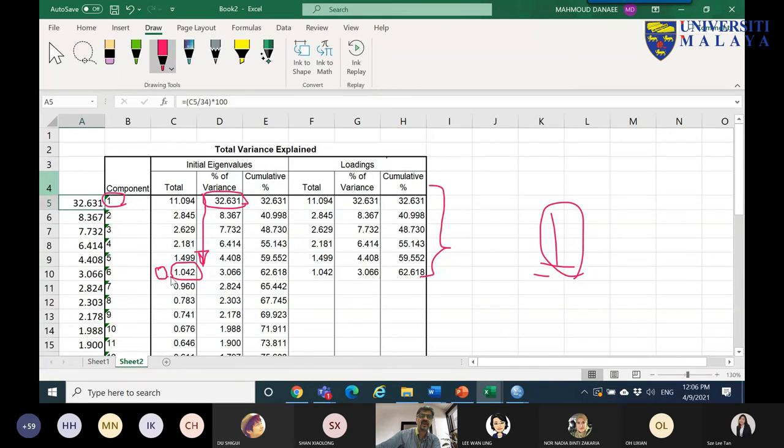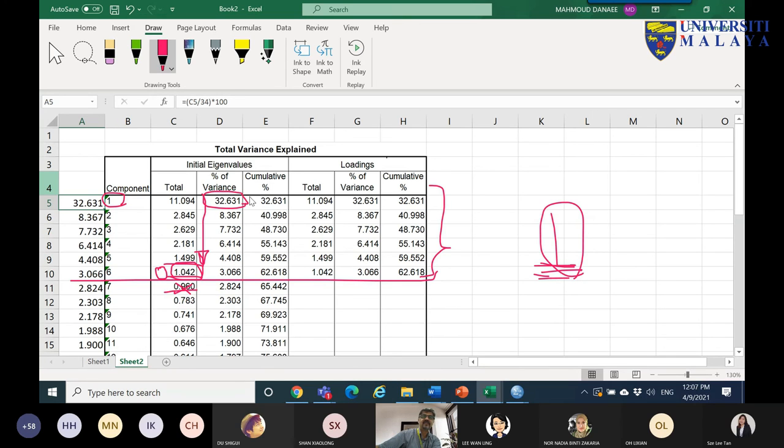So an eigenvalue above 1 is considered an acceptable number of components. If the value is less than 1, we do not consider it as a component. This is according to this threshold. Later, I will discuss whether this threshold is acceptable and reasonable to be used or not. There is another doubt. I will explain it later in the afternoon session, hopefully.